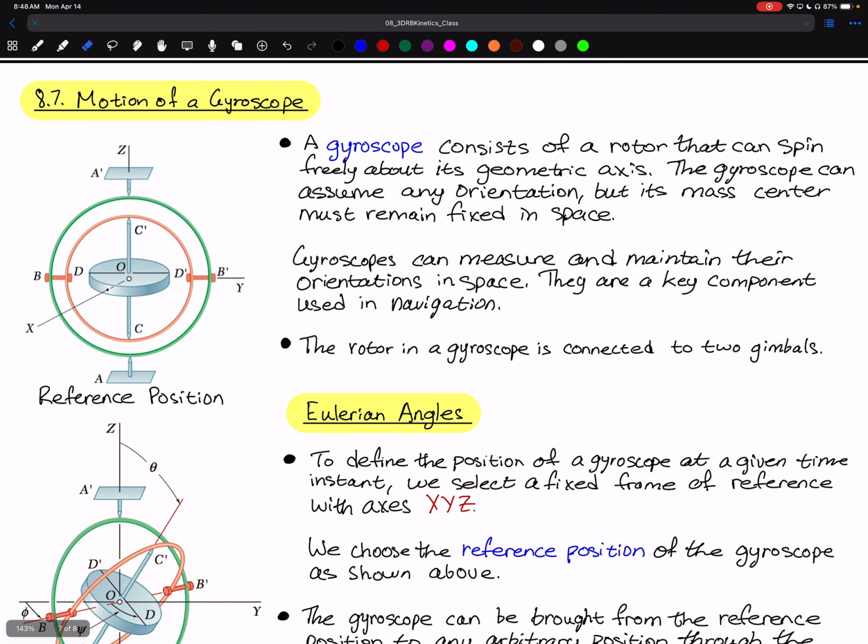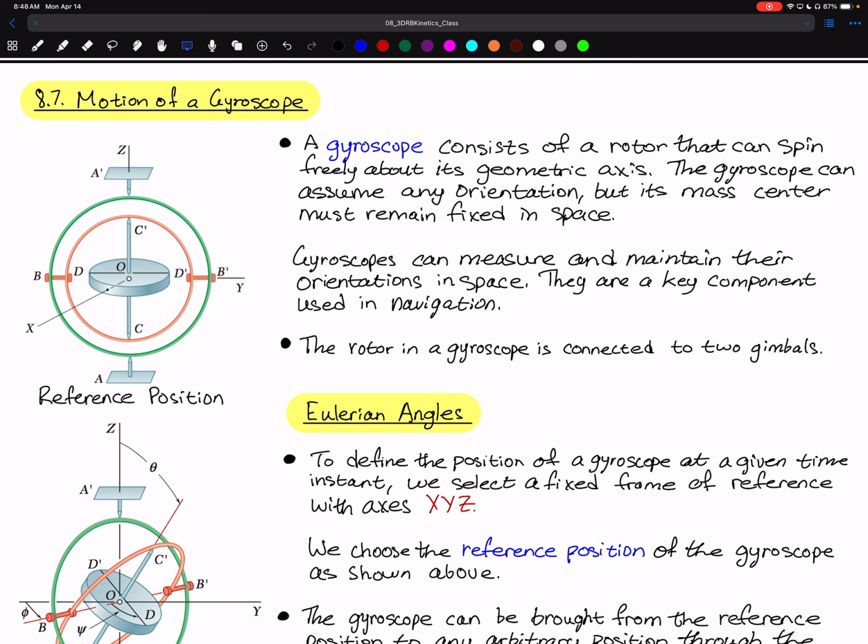A gyroscope consists of some type of rotor that can spin freely. This right here is our rotor. It spins freely about its geometric axis, the axis C to C prime. It can assume any orientation, but its mass center is always going to remain fixed in space. In this case, gyroscopes can measure and maintain orientations in space, and therefore they're a very key component used in navigation.